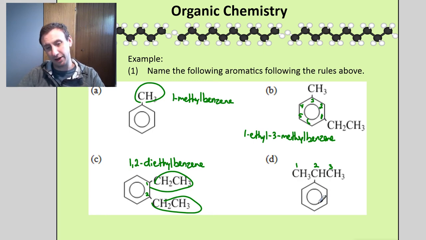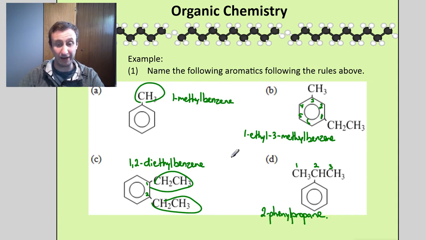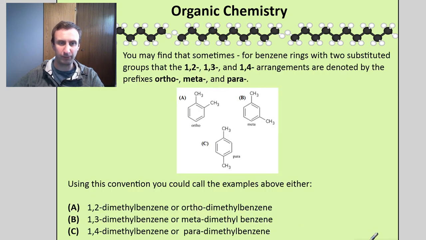So how do you tell? Well, if the benzene is attached to the middle of a hydrocarbon chain, then the benzene is going to be the branch. So this is 2-phenylpropane. I could also just call this phenylpropane because there's no way that it could be anywhere but on carbon number 2, or else it would have a different name, right? So 2-phenylpropane is that one for D.